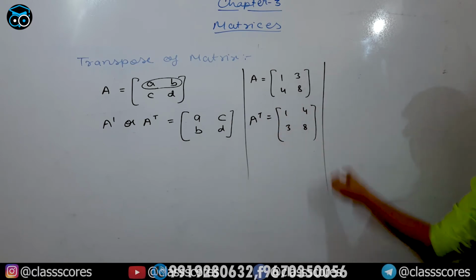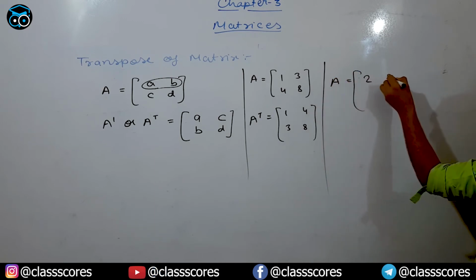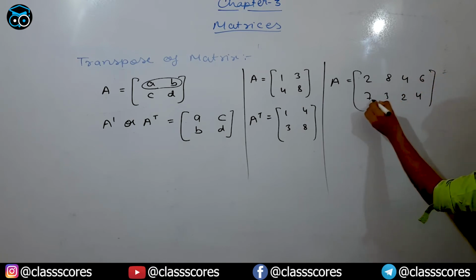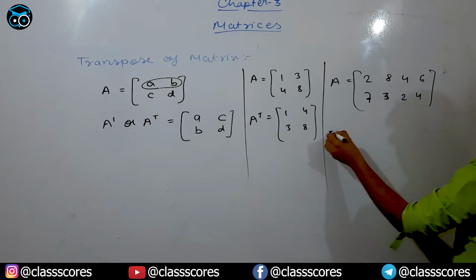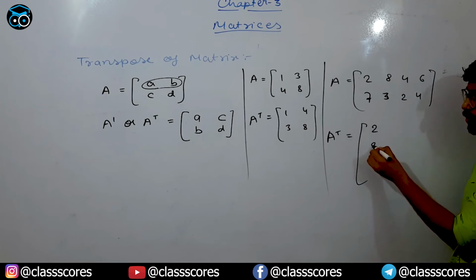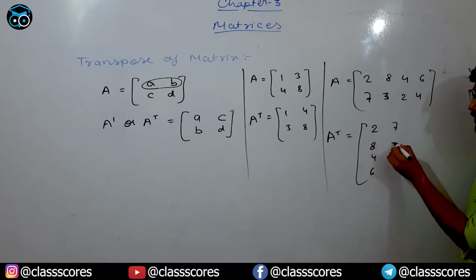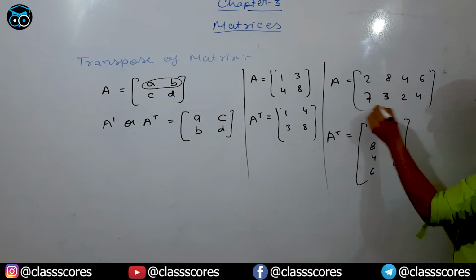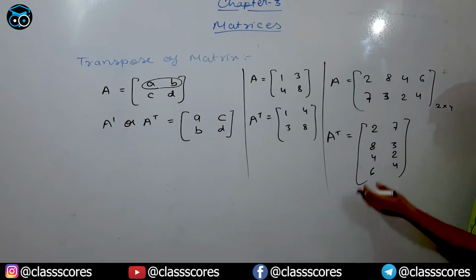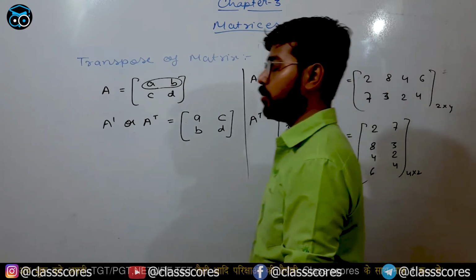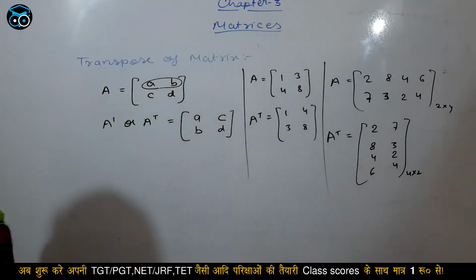In the same manner, if A is 2, 8, 4, 6, 7, 3, 2, 4, and we need to find A transpose, we interchange rows and columns. Previously the order of this matrix is 2 by 4. Now the order of the matrix is 4 by 2. They interchange with each other. So this is the basic rule for the transpose of a matrix.